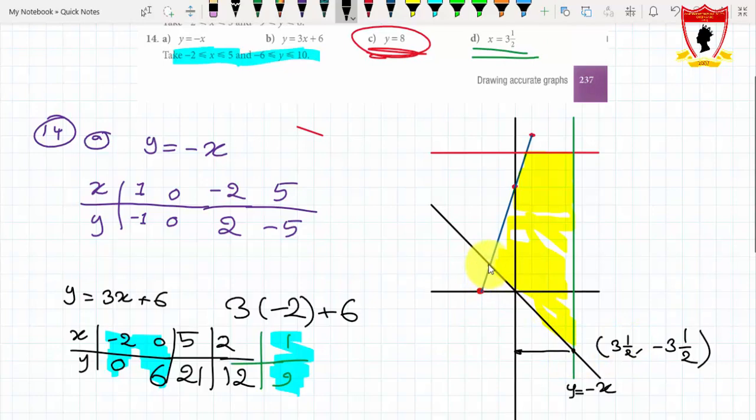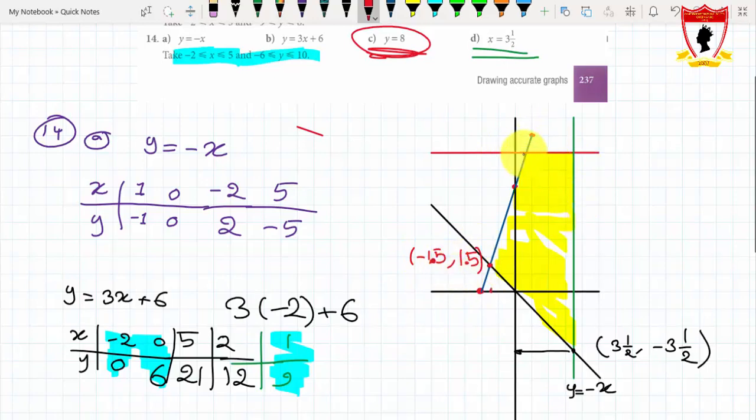Here, this point, it looks like it's in the middle. Then again, this point is on the black line. So whatsoever x is, y is the opposite sign of it. So this is -1.5. Then the x here is -1.5. The x is -1.5. So the y must be negative means +1.5.